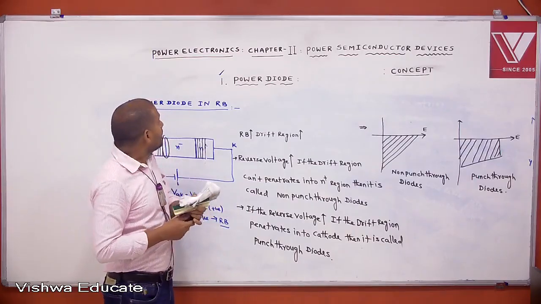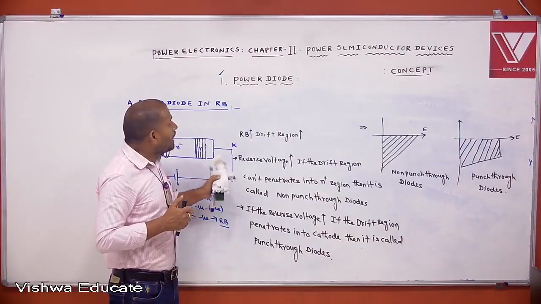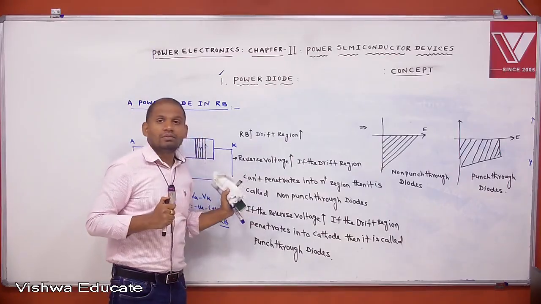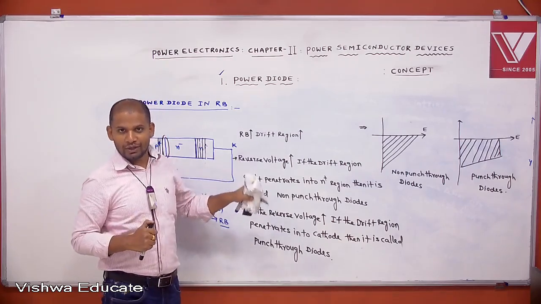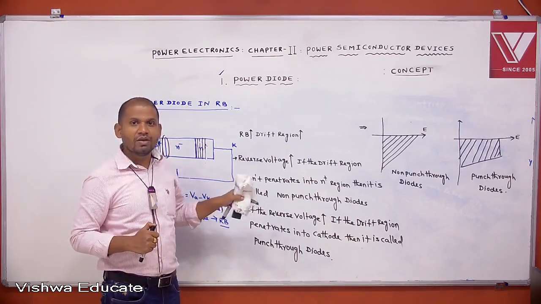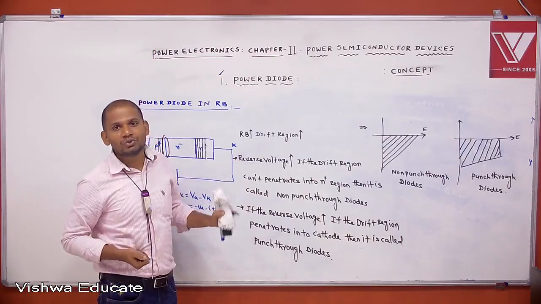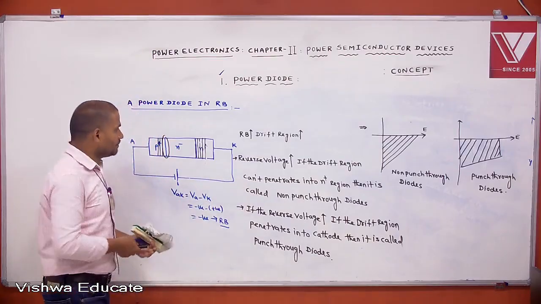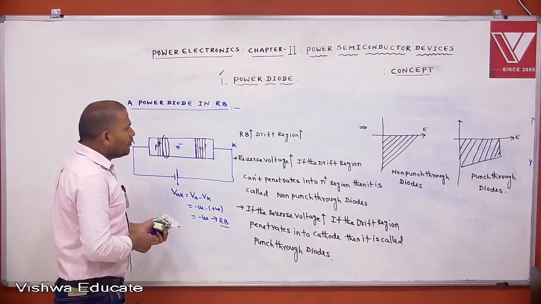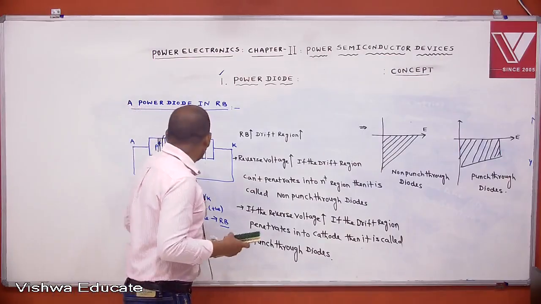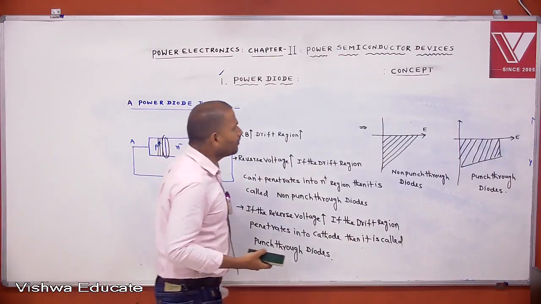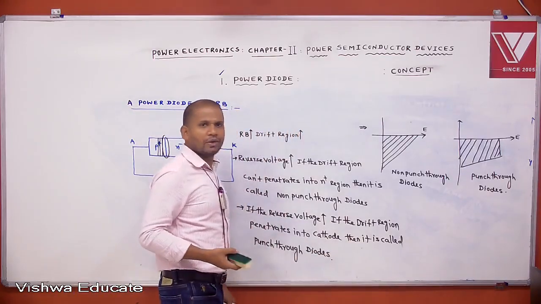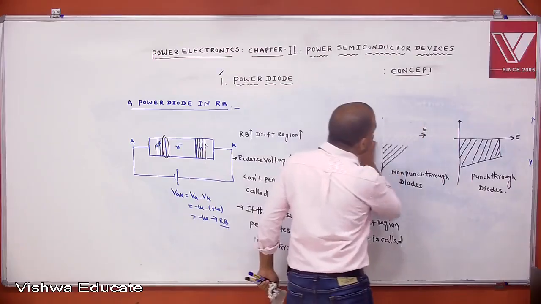Now, I want to discuss what the differences are between punch through diodes and non-punch through diodes. Okay, that you will see. Here, on one side you write punch through diodes, and on the other side you write non-punch through diodes.